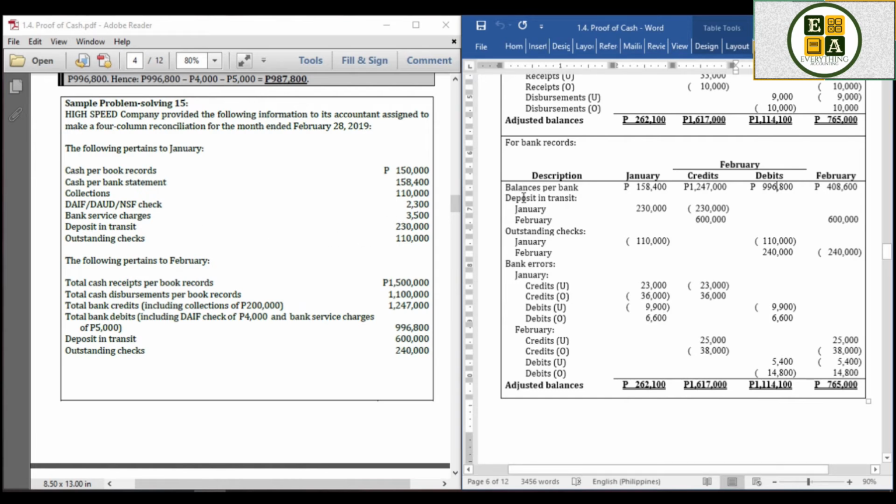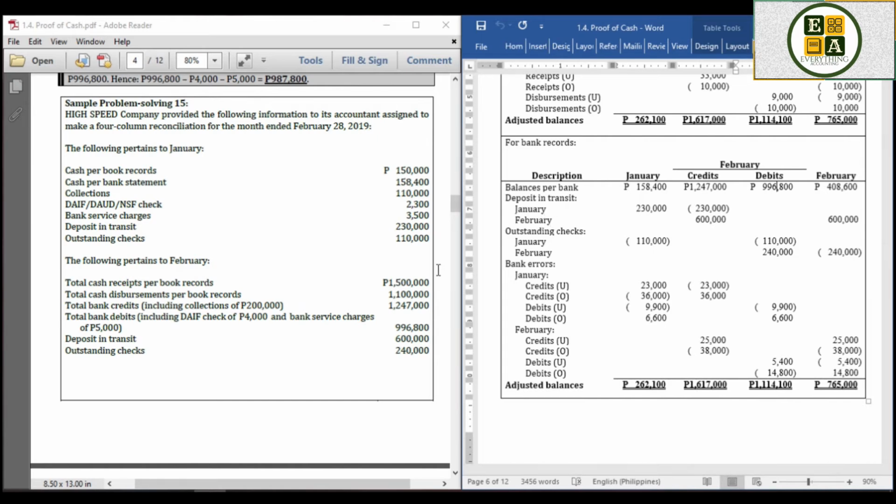So, start ako dito sa deposit in transit sa January. Meron tayo ditong 230,000. Yung 230,000 na yan, i-add dito sa January column, pero i-deduct dito sa credits column, kasi we are referring for February amounts. Okay? So, deduct.